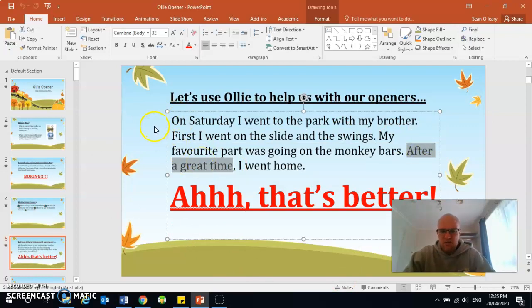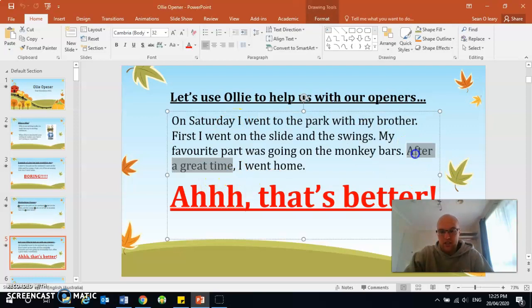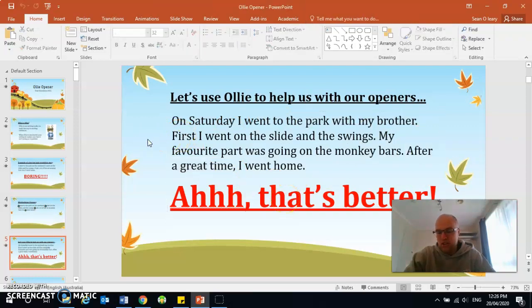So you can see they're really varying the openers they use, and they're actually good choices because they're explaining a little bit more about what is happening to them. So by saying on Saturday, you know when it is. And here, after a great time, that's actually an example of a time opener. So a word that, or words that tell us when something happens, and that was after a great time they went home. Okay, so that's what I want you to try to do today. Now the last thing, I know this video is a little bit longer than I would like, but I'm going to try to keep this short.